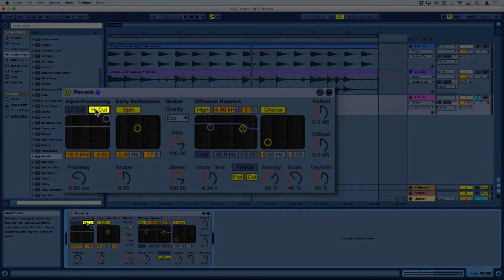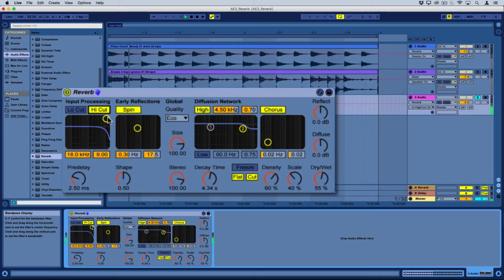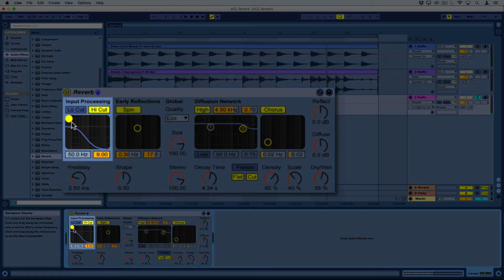Now let's try the high cut. To the left, we'll hear more of the low frequencies but lose our highs. So we hear the highs for a second and then we only hear the low frequencies after that.